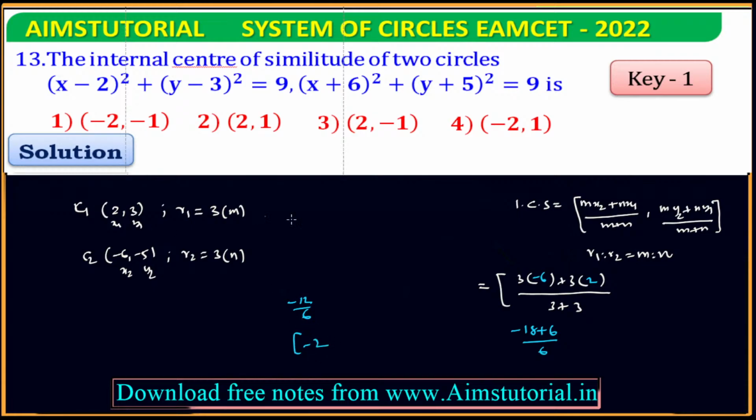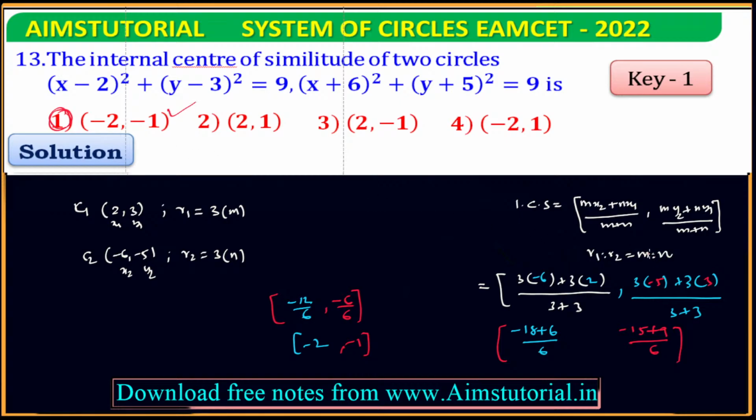How many options have minus 2? Options 1 and 4. Okay. Now the y terms. 3 times y2 plus 3 times y1 divided by 3 plus 3. y2 is minus 5 and y1 is 3. So 3 times minus 5 is minus 15, 3 times 3 is 9, divided by 6. So 9 minus 15 is minus 6 by 6, that is minus 1. So (-2, -1) means the first option.